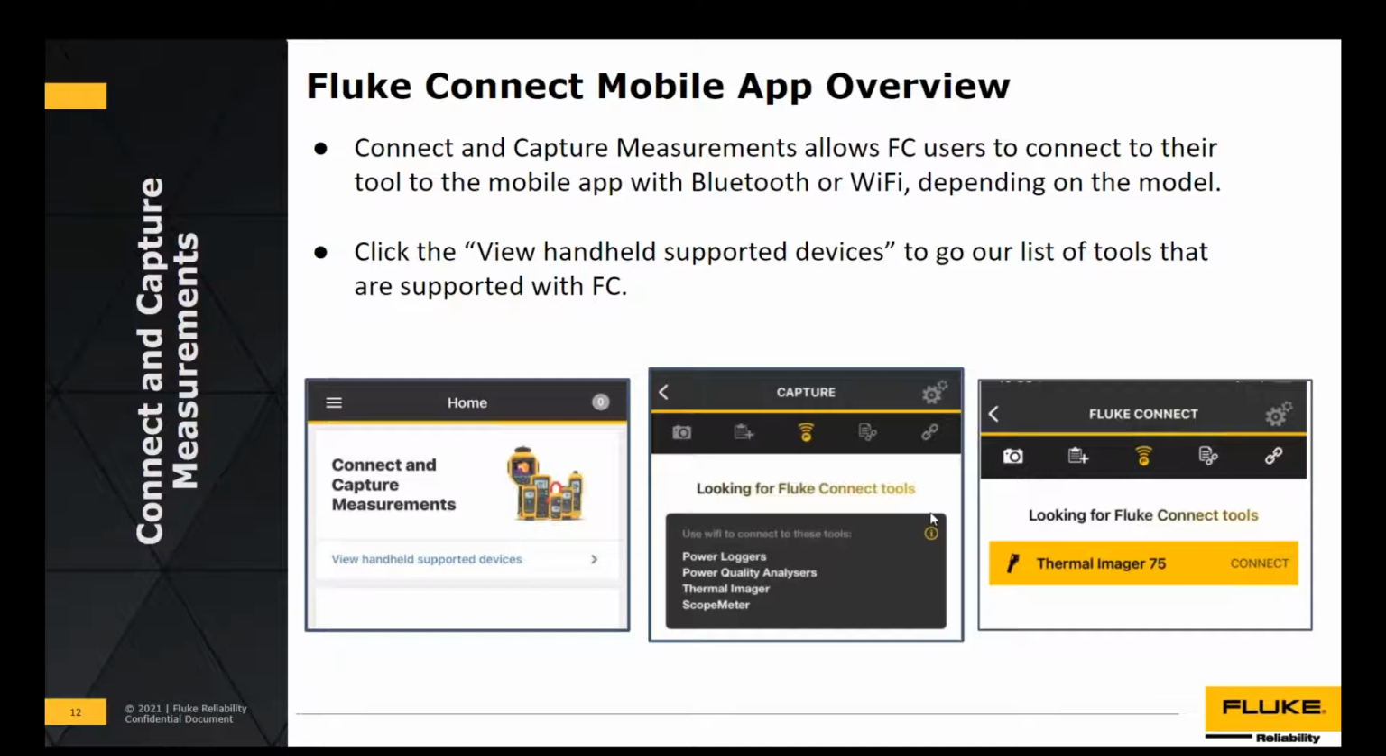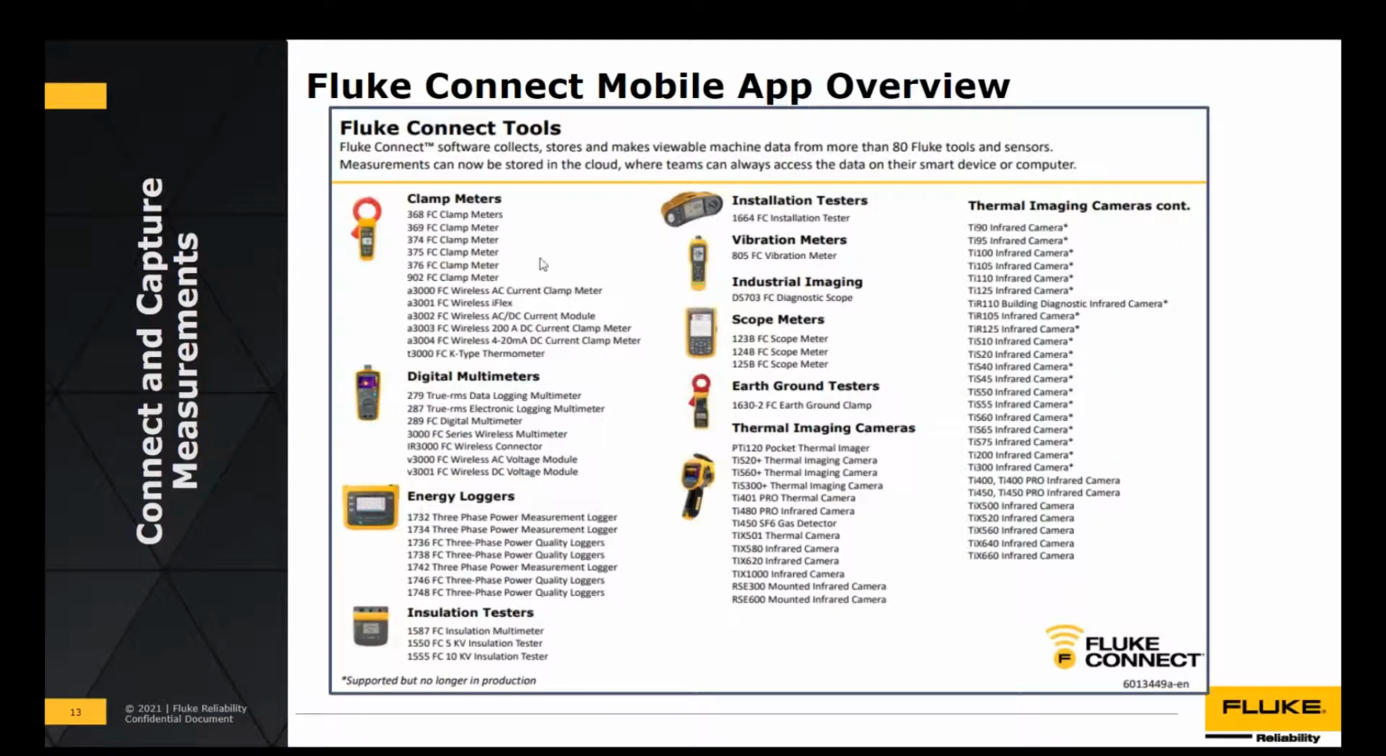The Fluke Connect icon, that's on the default screen that you are taken to. So that's just this screen here where it's scanning for the tools, and then it will list out your tool information down below. You can link a specific measurement to a work order, and you can also link to an asset from the screen. If you click this View Handheld Supported Devices, that will take you to a screen like this, and it will list out all of our different Fluke Connect tools.